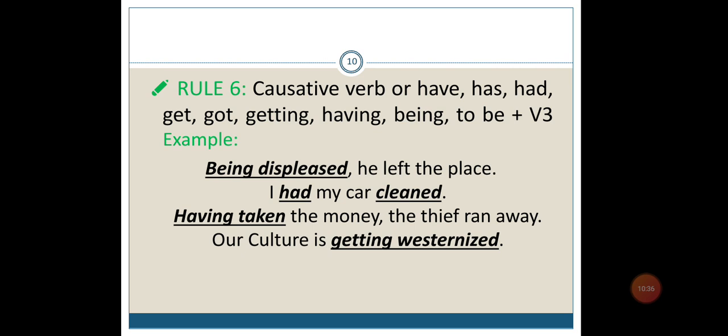Being displeased, he left the place. I had my car cleaned. Having taken the money, the thief ran away. Our culture is getting westernized. Let's go to the next rule.